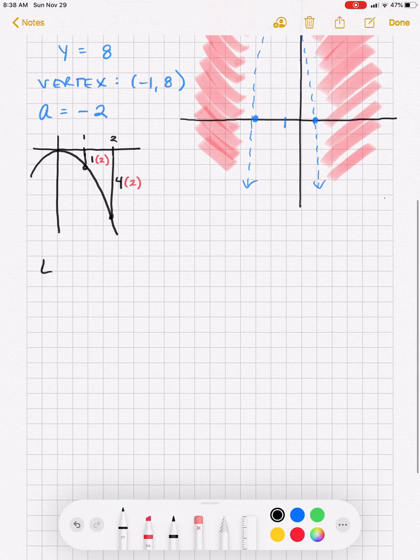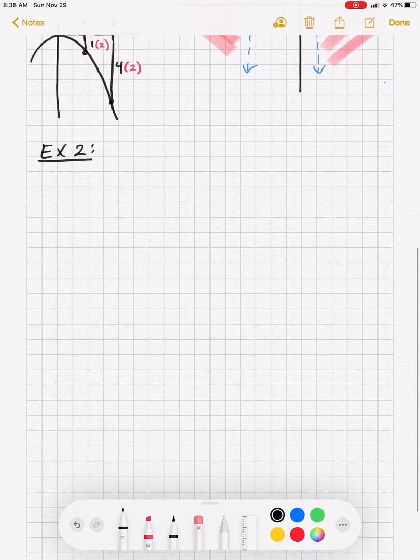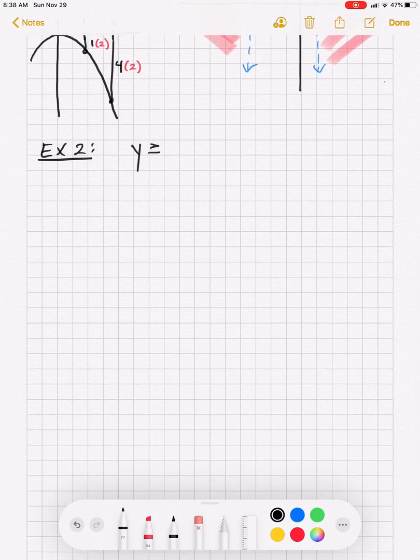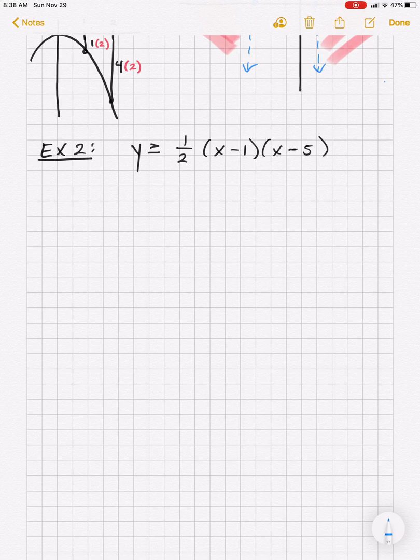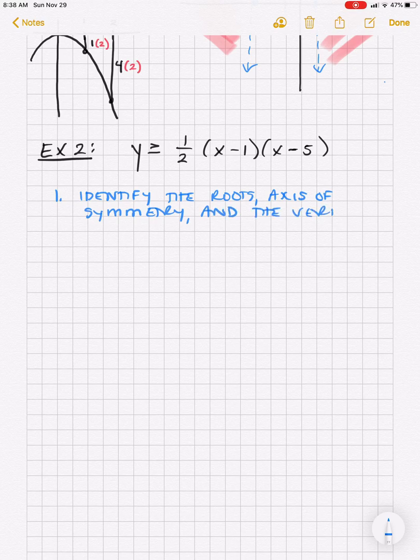All right, example 2. Let's graph the inequality y is greater than or equal to 1/2 times (x minus 1) times (x minus 5), okay? This time we recognize that we are given factored form. When you're given factored form, you need to identify the roots, the axis of symmetry, and the vertex. All of this goes together.